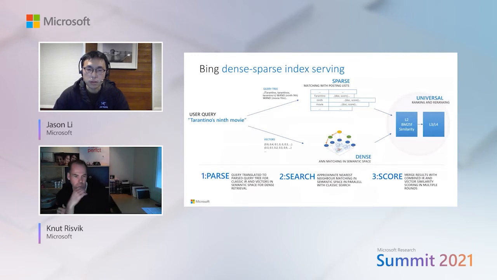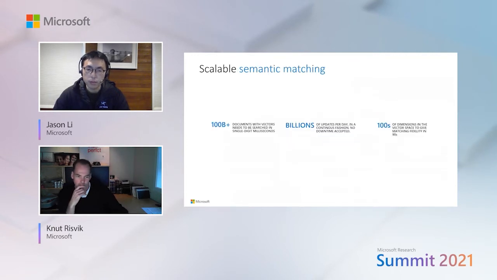Thank you very much, Knut. Bing's vector index is codenamed SpaceV. What differentiates SpaceV from many other vector indexes is its scale. We need to host hundreds of billions of vectors. Each vector could have hundreds of dimensions in order to reach our required precision.